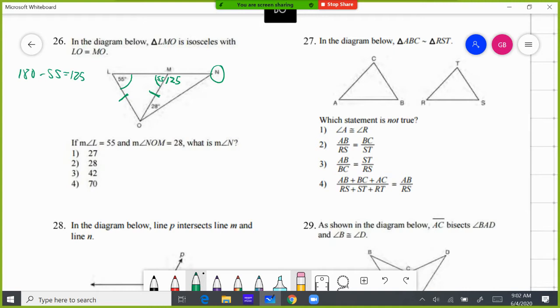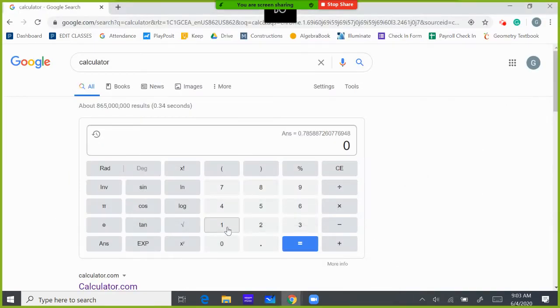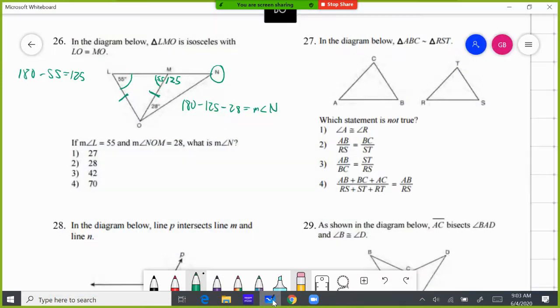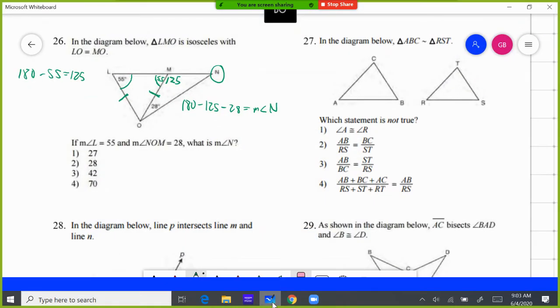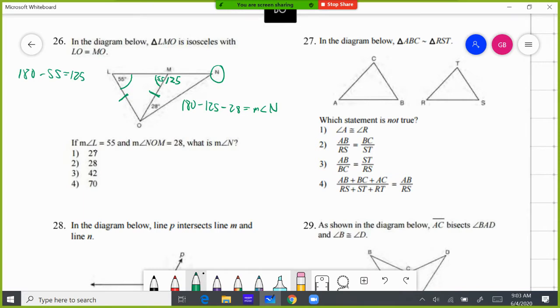And now to find the third angle inside this triangle, I could use the triangle sum theorem. So it would be 180 minus 125 minus 28. That's going to give me the measure of angle N. So 180 minus 125 minus 28, 27. Okay.